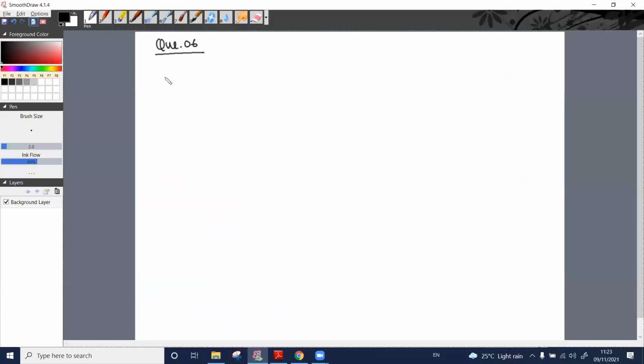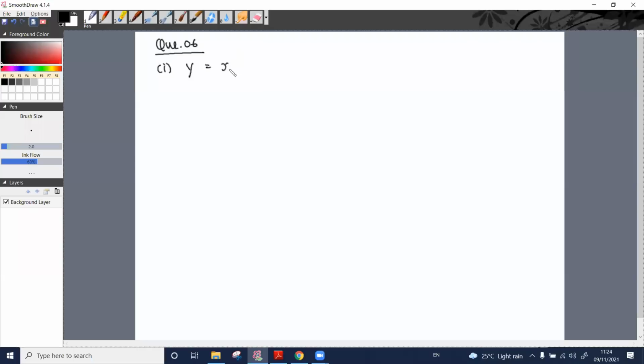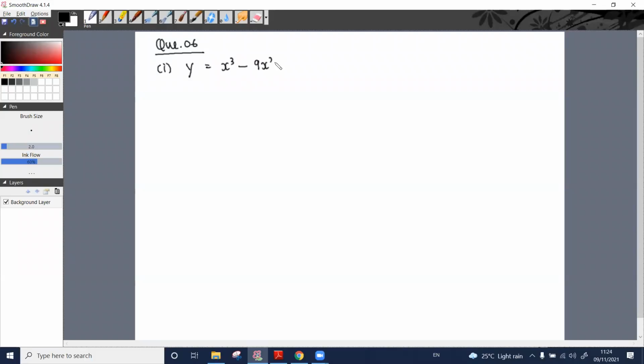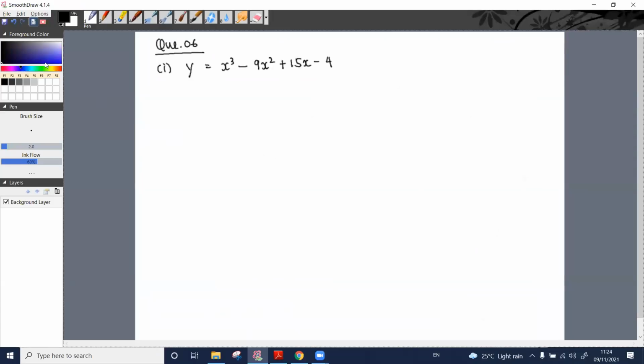Considering the equation, part 1, they have given us an equation y equals x to the power 3 minus 9x squared plus 15x minus 4. We need to find what? In part A, dy by dx and d2y by dx2, the first derivative as well as the second derivative. Both we need to find.